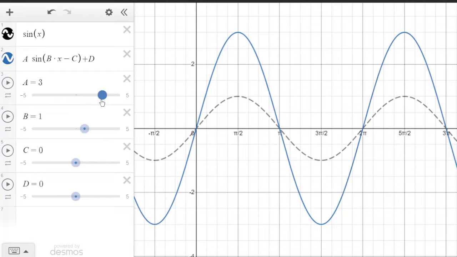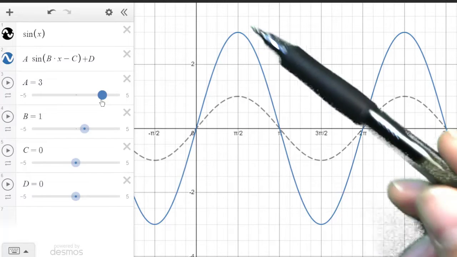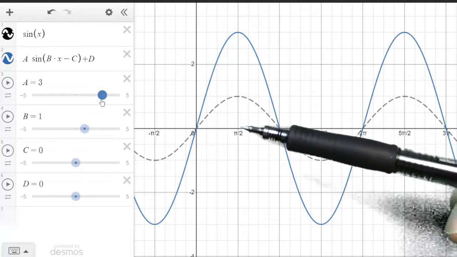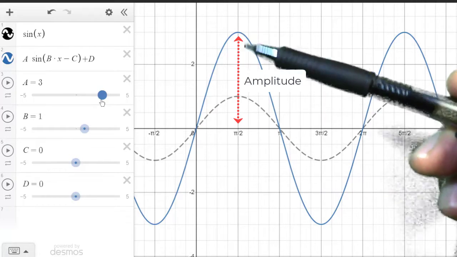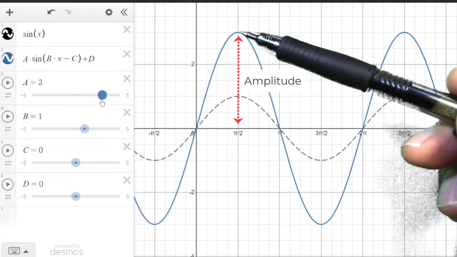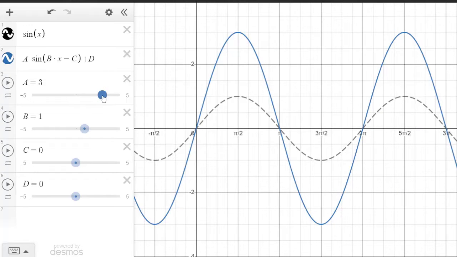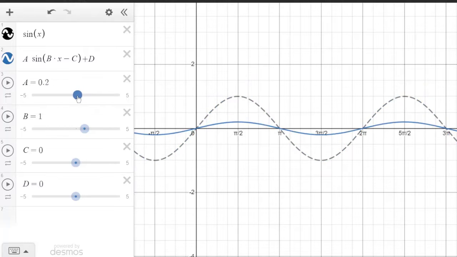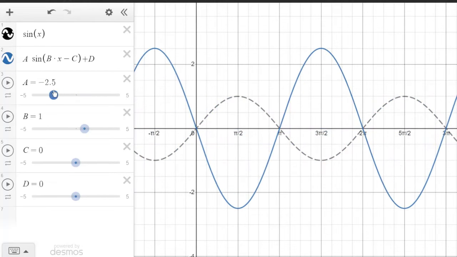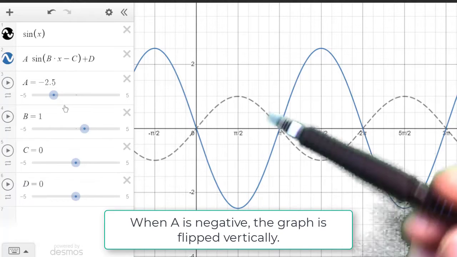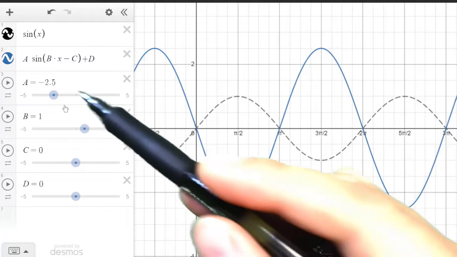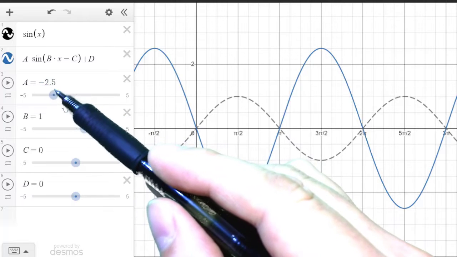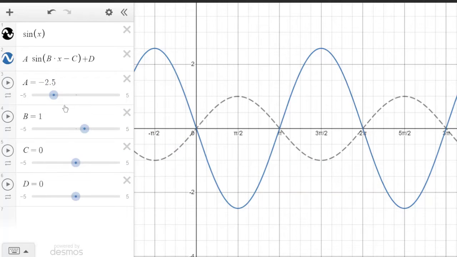What this reflects is the amplitude of the wave. The amplitude is given by the distance between the middle line, which in this case is the x-axis, and the highest point. That is the amplitude. Right now we see the amplitude is 3. I can also adjust a so that it's negative. What happens there? It flips upside down. It reflects the graph across the x-axis. Now the amplitude is still the distance from the middle line to the highest point. In this case, it's 2.5. Notice that that is not exactly equal to a. The amplitude is given by the absolute value of a.